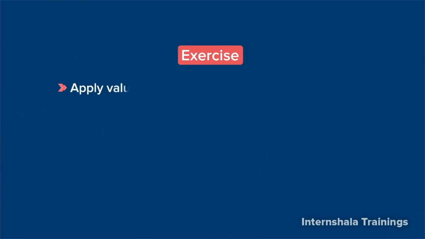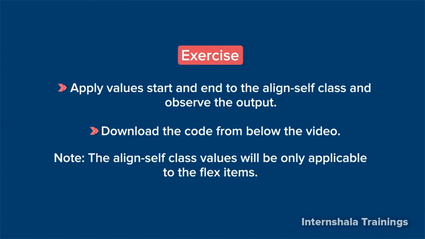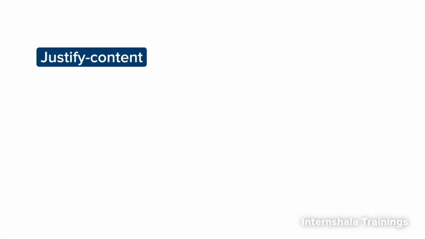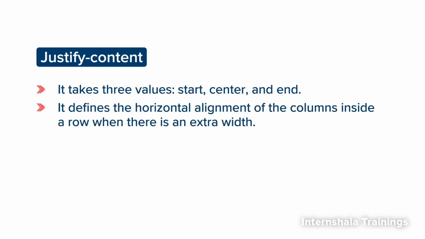Now, as an exercise, apply the remaining align self values, that is, start and end, to the code given below the video and observe the output. Next, we have the justify content class. This again takes three possible values: start, center, and end. It defines the horizontal alignment of the columns inside a row where there is an extra width.